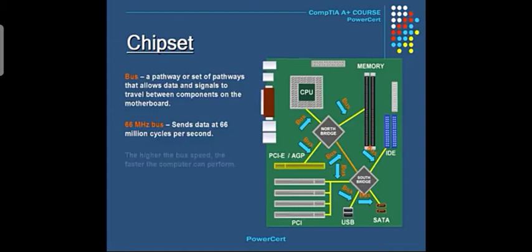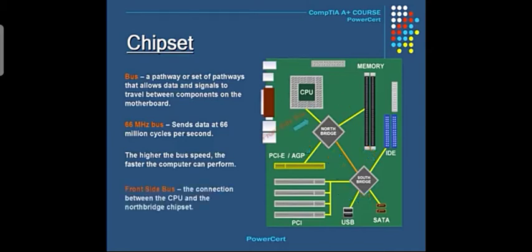The higher the bus speed, the faster the computer can send data, which improves the performance of the computer. A motherboard's bus speed generally refers to the speed of the front side bus. The front side bus is the connection between the CPU and the north bridge chipset.